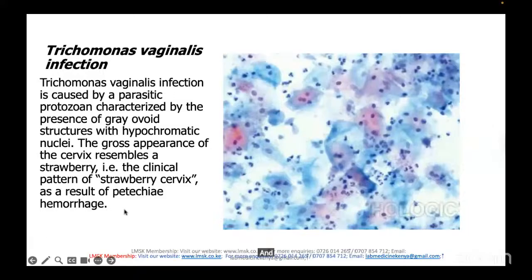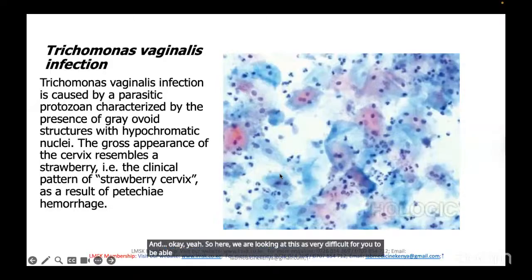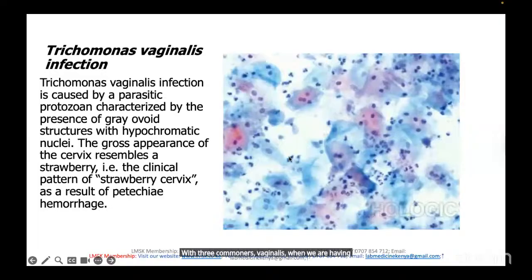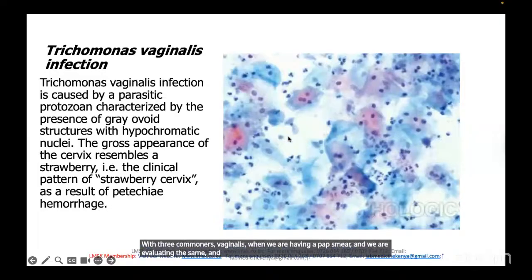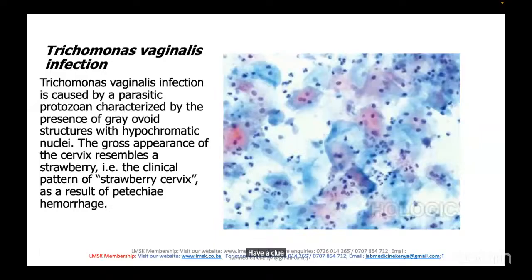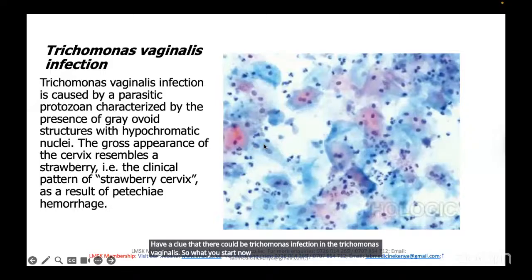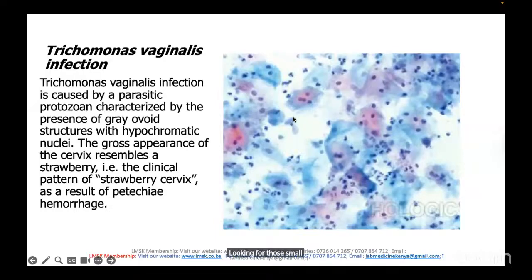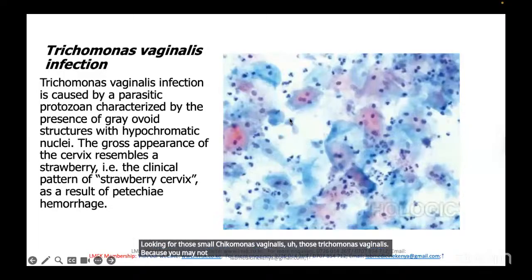So here we are looking at this. It's very difficult for you to see, but we have a dirty background. With Trichomonas vaginalis, when we are evaluating a pap smear and you get a slide which is dirty like this one, you just have a clue that there could be Trichomonas vaginalis infection. So you start screening critically, looking for those small Trichomonas vaginalis, because you may not even be able to identify them. But here is one of them.